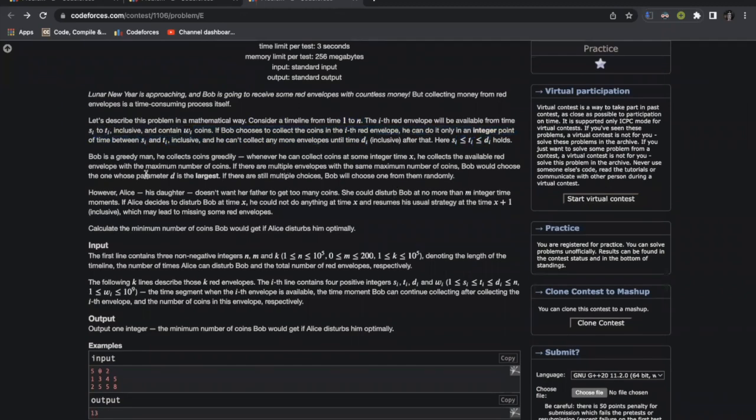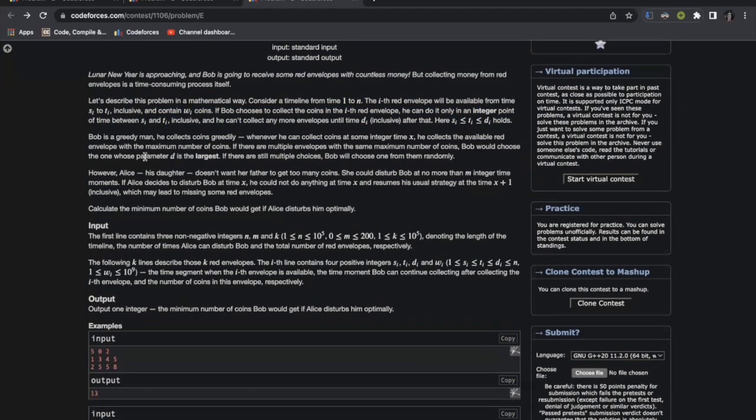Now, Bob is a greedy man. Whenever he can collect coins at some integer time x, he collects the available red envelope with the maximum number of coins. If there are multiple envelopes with the same maximum number of coins, he chooses the one whose parameter d is the largest. And if there are still multiple choices, Bob will choose one of them randomly.